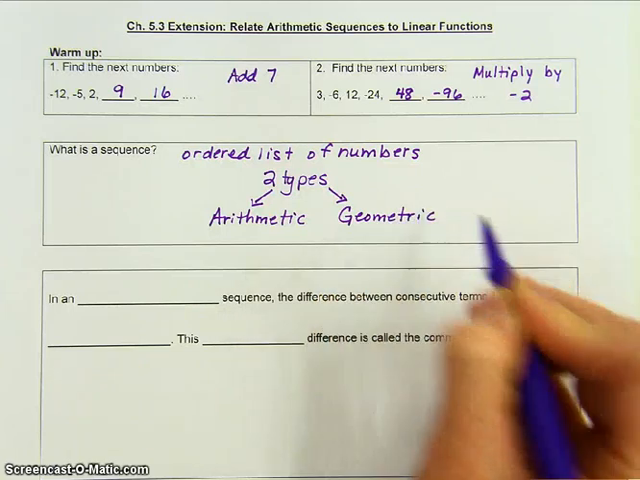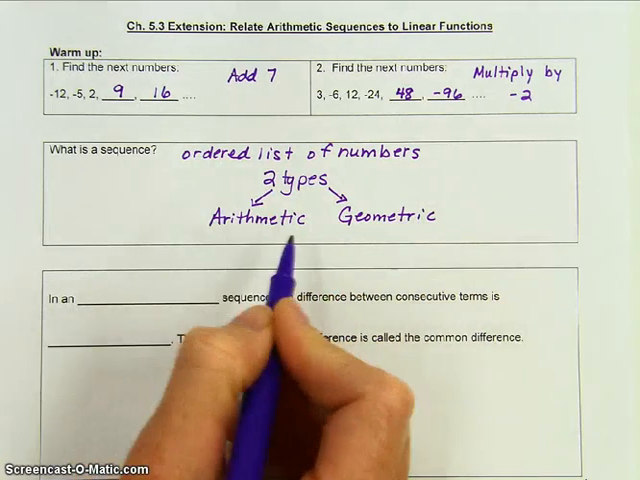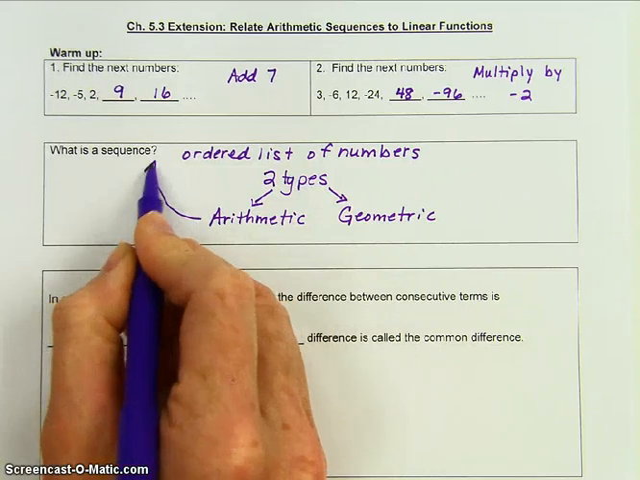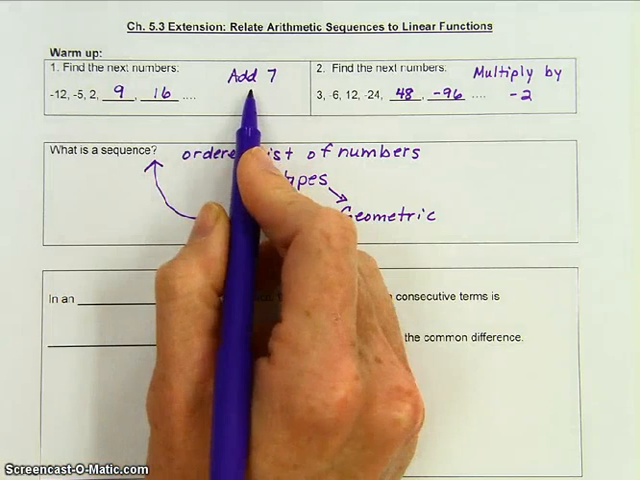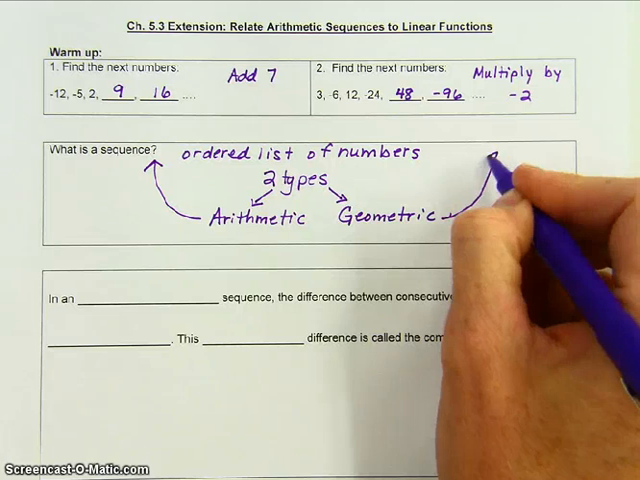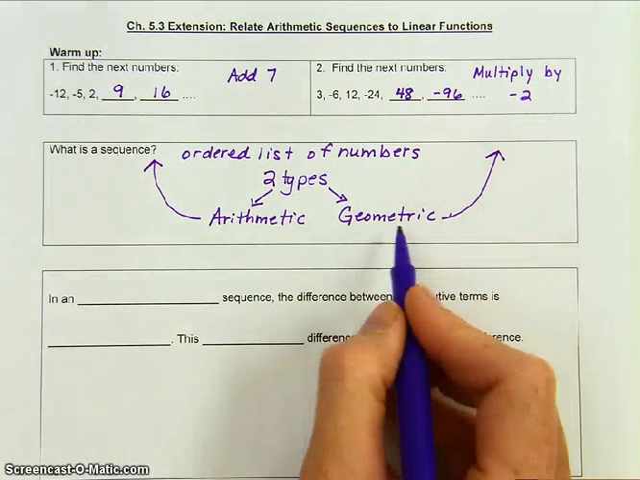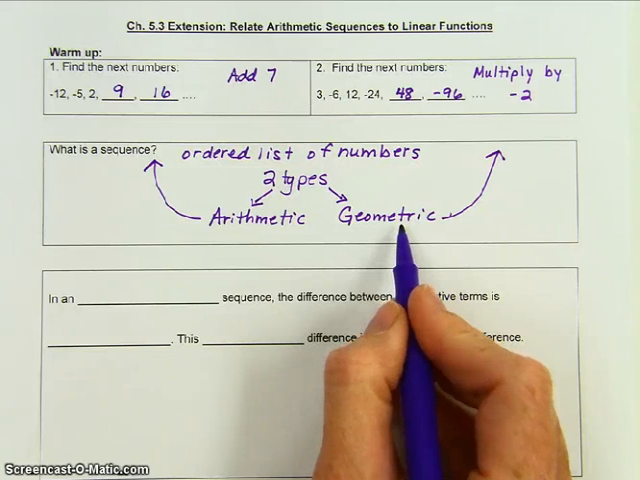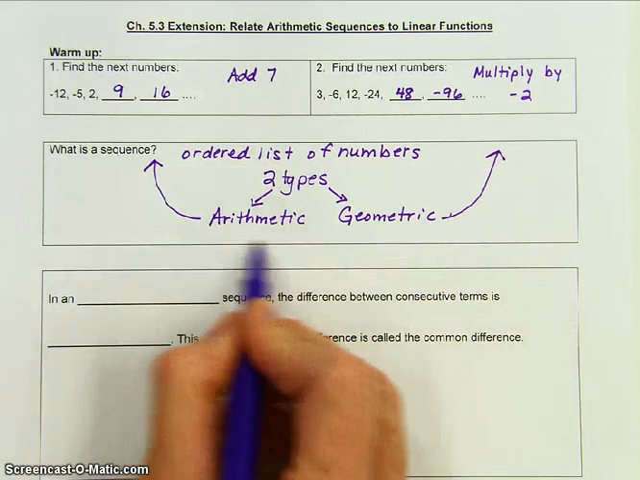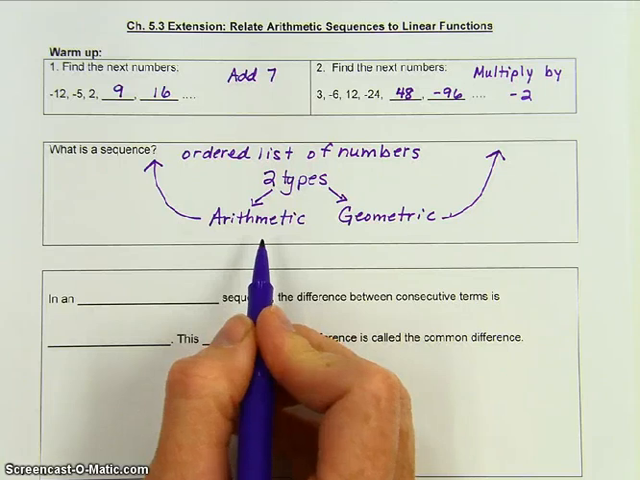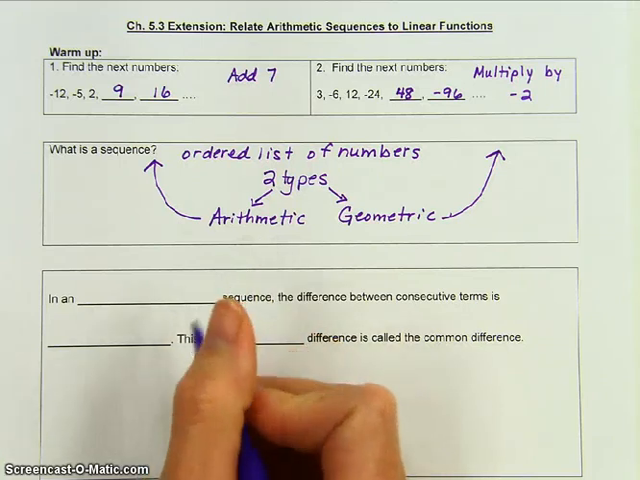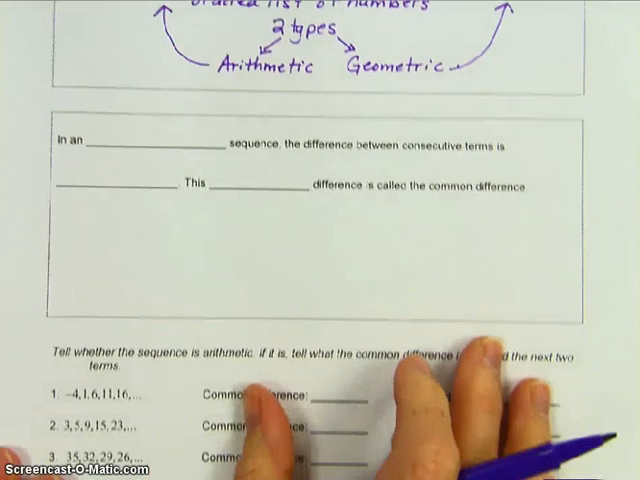Now, if you look closely at the examples, you will notice example 1 is arithmetic because it adds. Example 2 is actually geometric because it multiplies. We will not be studying this until later in Chapter 8. So what our focus will be today is on the arithmetic sequence. So let's go down to the next box.